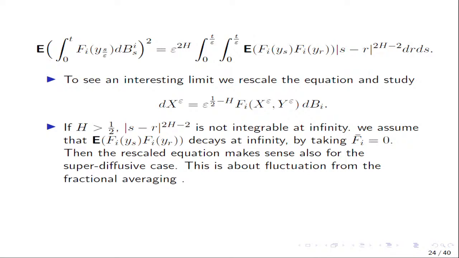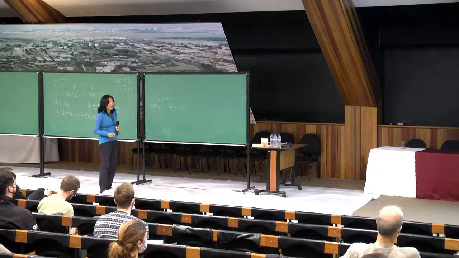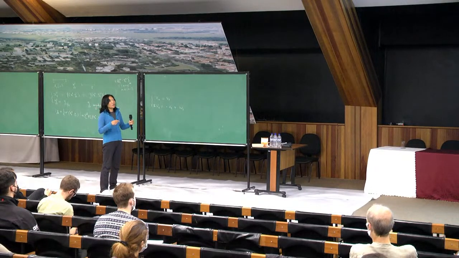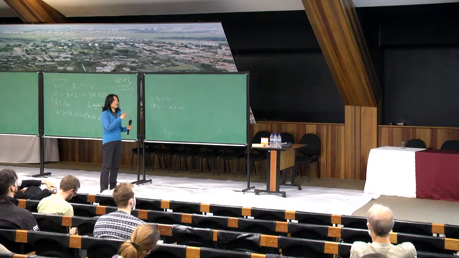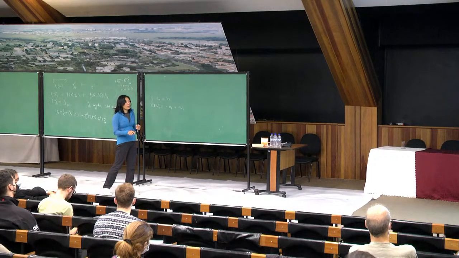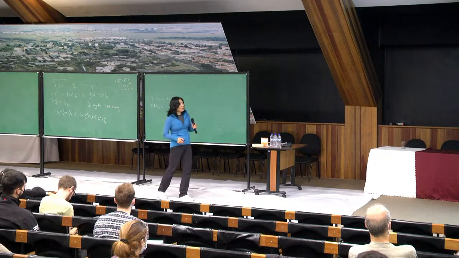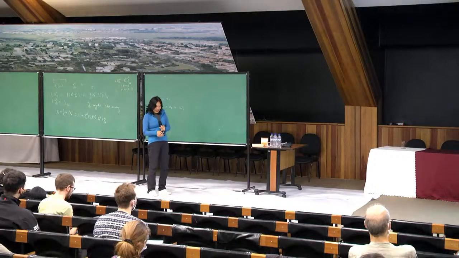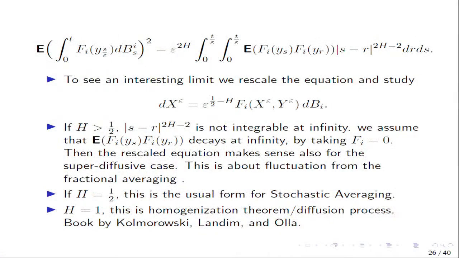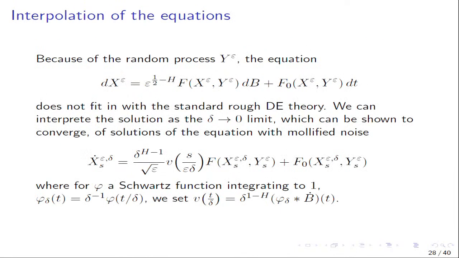To get rid of the problem at infinity, we assume f is centered. You assume a centered function, and then this theorem works. So essentially, this is a fluctuation theorem around the fractional averaging. When the fractional averaging is trivial, that's what h bigger than half is. Now, I don't think I have much time. I would say if h equal to half is the stochastic averaging, h equal to 1 is homogenization. So you have the theory I reviewed.